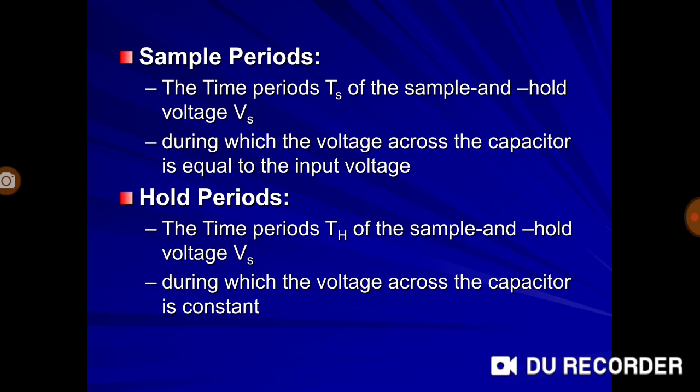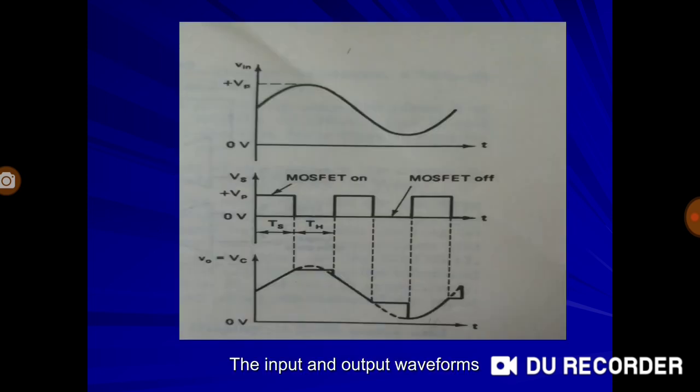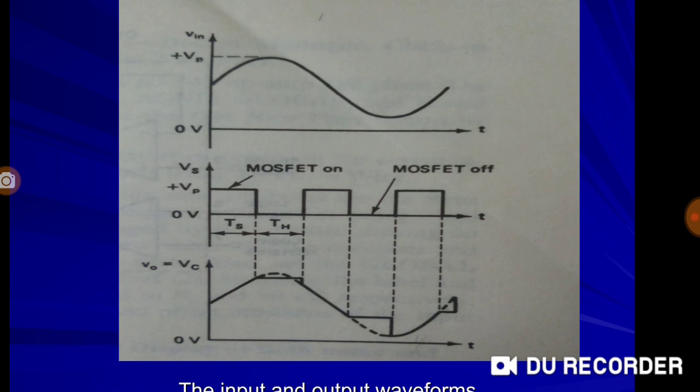Similarly, what is a hold period? It is the time period Th of the sample and hold voltage Vs, during which the voltage across the capacitor is constant. Let us take a look at the input and output waveforms. The first waveform is the input signal, Vin on the y-axis and time on the x-axis. The control voltage Vs is a pulse, with on period and off period, and the output voltage, which is actually equal to the voltage that appears across the capacitor, is shown in this.